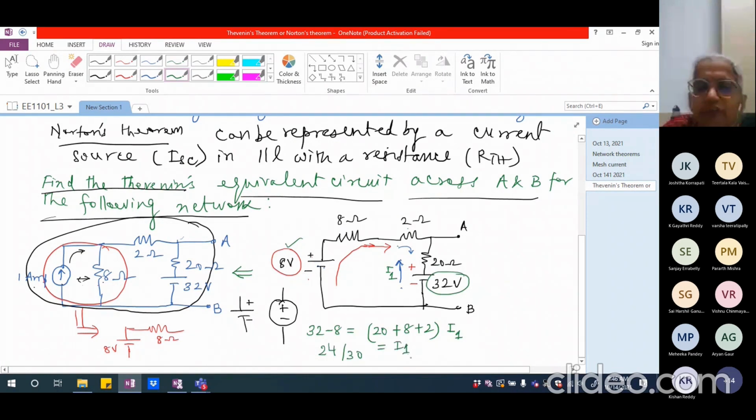Okay. So if this is the current, how much is it? So I'm going to have 0.8 amperes. That is going to be the current. The current that is flowing is 0.8 ampere.